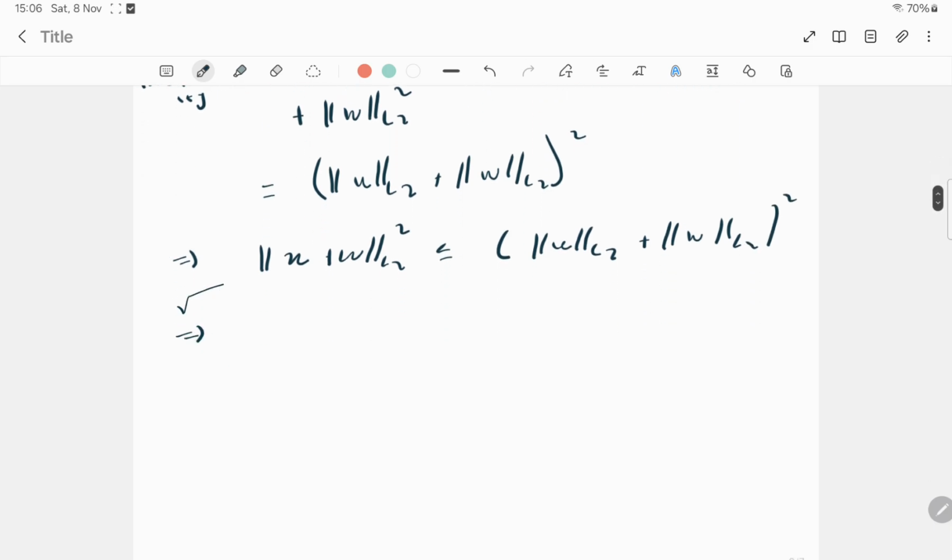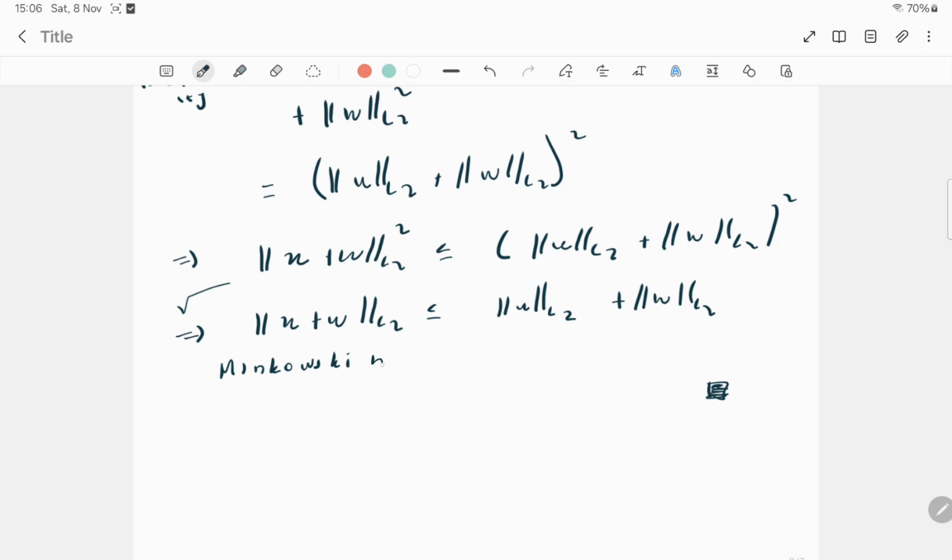I take the square root on both sides of the inequality, and I have that the norm of u plus w in L2 is less than or equal to the norm of u in L2 plus the norm of w in L2, and the proof is completed, and that is the Minkowski inequality in L2 for complex valued functions.